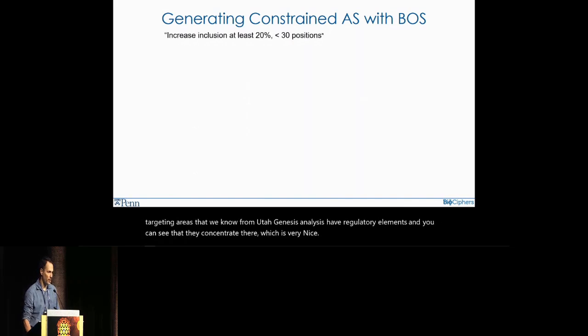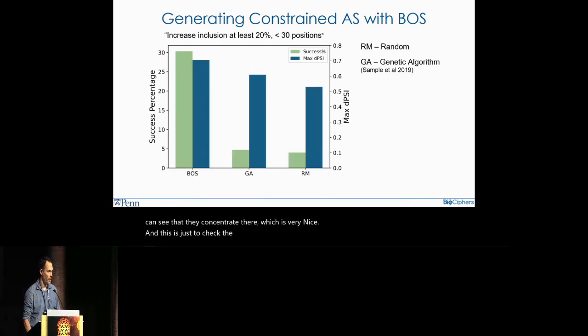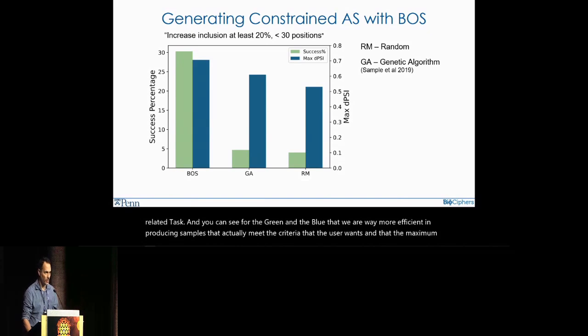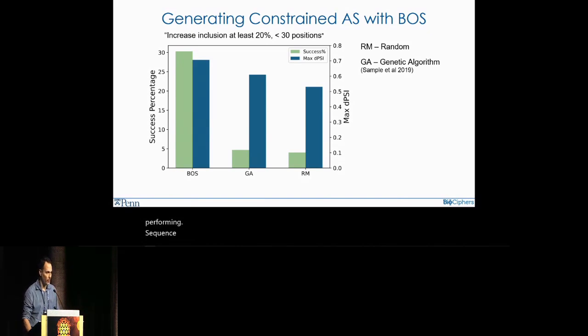And this is just to check the efficiency of BOSS. So what you're seeing here is we say, please increase inclusion at least 20%, no more than 30 positions. And we're comparing it to random mutations or to a genetic algorithm that was proposed by another group for a related task. And you can see for the green and the blue that we are way more efficient in producing samples that actually meet the criteria that the user wants, and that the maximum performing sequence generated is also better performing.